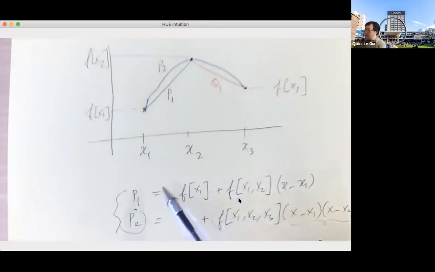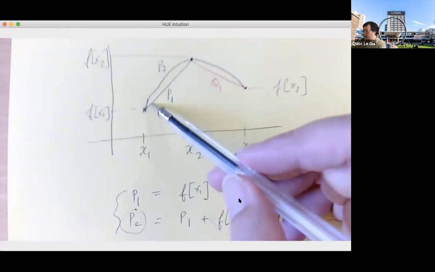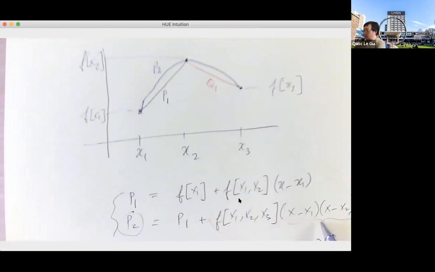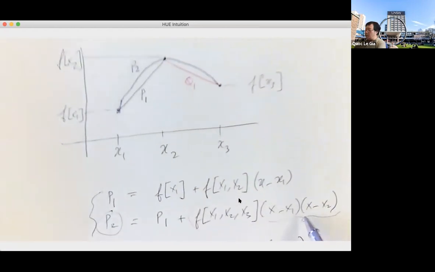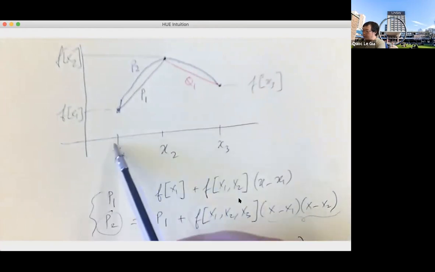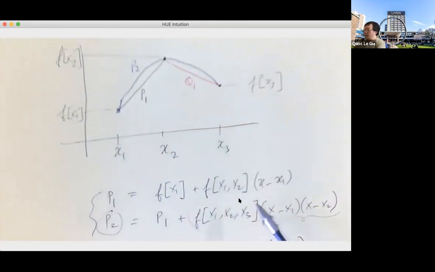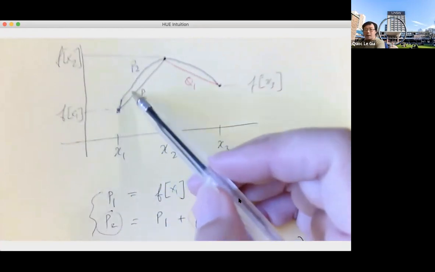And then from P1 we construct P2. P2 is a parabola that goes through 3 points. So it becomes P1 plus the divided difference over 3 points, x1, x2, x3, and the product x minus x1, x minus x2. Remember, the product is only of the first 2 points. So this is where you construct P2 from the left.